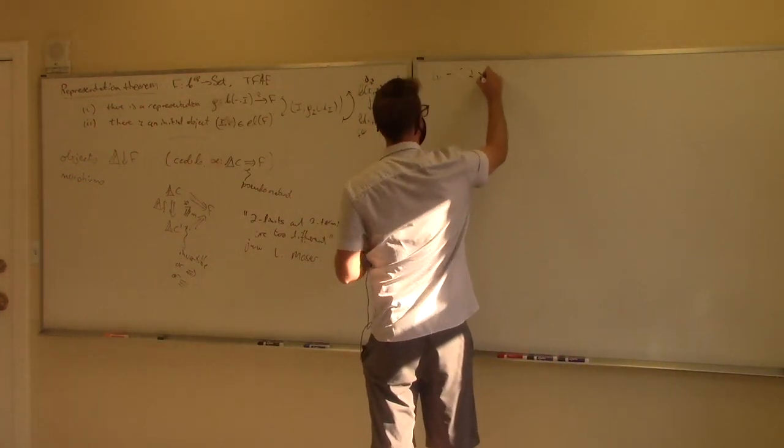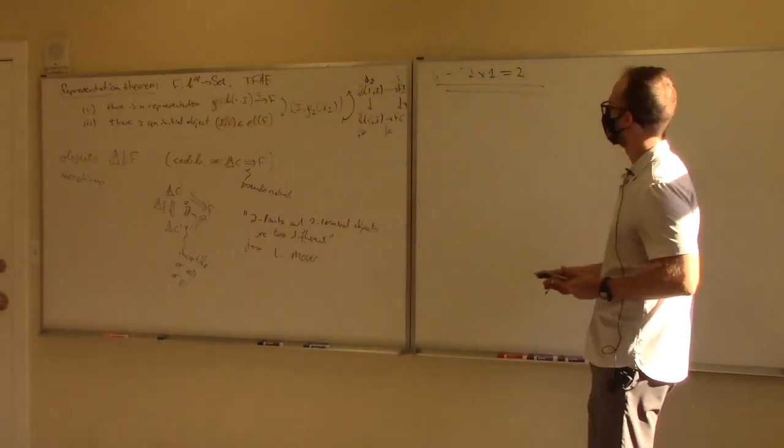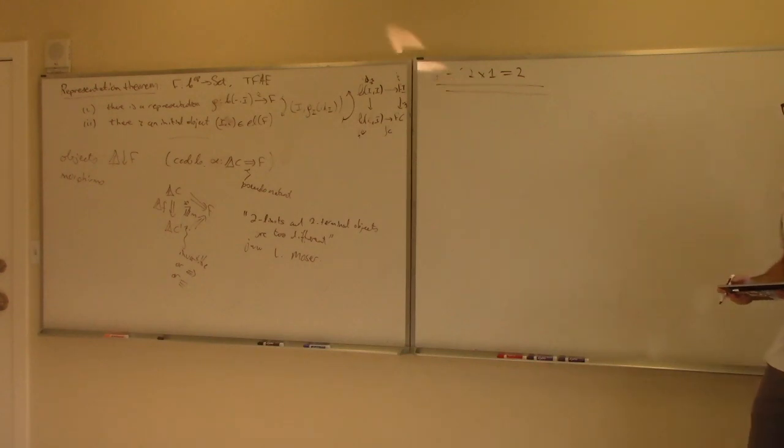And this is where we observe that 2 times 1 is 2. And it just occurred to me that 4 minus 2 times 1 is also 2. So this is a very true section heading.